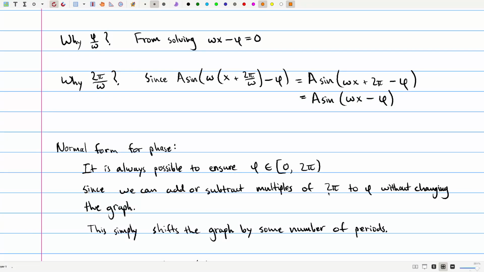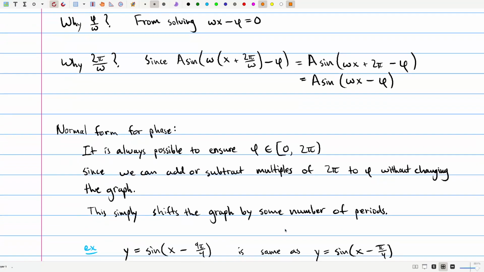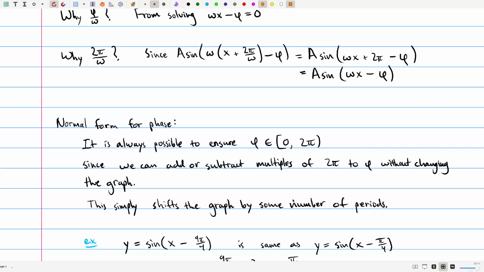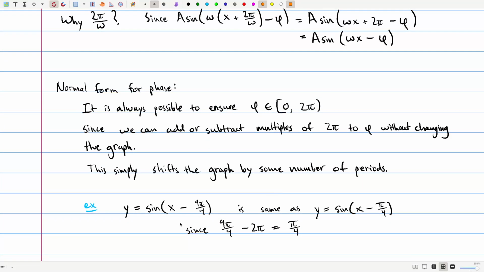And then graphically, the idea is that by adding 2 pi, we're shifting the entire graph over by one full period, and that's the original graph. So there's no point in keeping around exactly how many multiples of 2 pi it is away from the actual phase. Okay, so for example, let's say we had y equals sine of x minus 9 pi over 4.